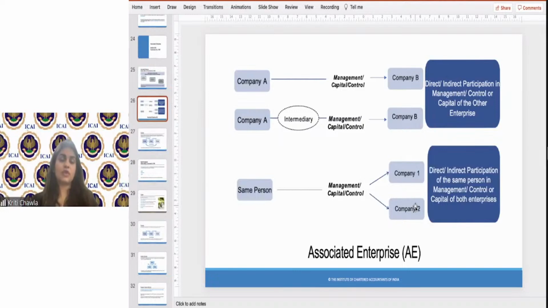But I'm going to give you more examples. I'm going to give you more criteria on how they will become associated to each other. But is this much clear right now? This is how two companies become related to each other.